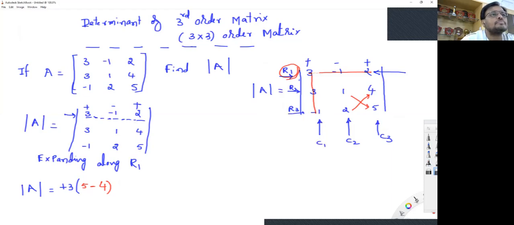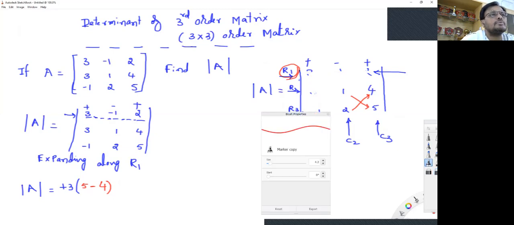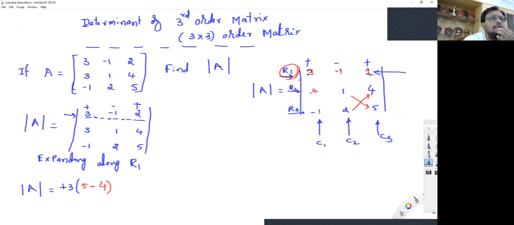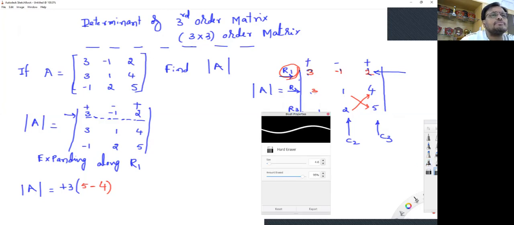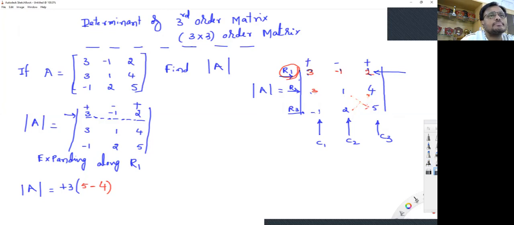Now, first row, look at here. Once again I'll write the elements: 3, minus 1 and 2, then 2 and 3, that is 3, 1, 4 and minus 1, 2, 5. These are the elements. Now once again look here, this is the first row we have decided to take. Third order determinant is something one should always learn properly. My dear students, once again see that.